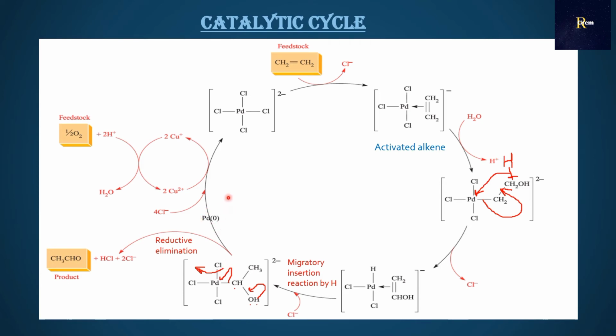Now what happens is the platinum 0 is changed to platinum 2 plus by the use of Cu2 plus. Actually what happens is Cu2 plus changes to Cu plus, and again the Cu plus, in the presence of O2 and HCl, goes back to copper 2 plus and completes the whole cycle. And this is the way by which the Wacker's process works.